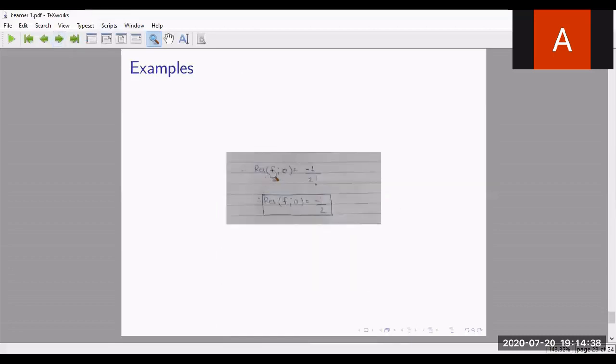So the residue of f at 0 will be the 2 times derivative of g at that point divided by 2 factorial, because 3 minus 1 is 2. So minus 1 by 2 factorial, it is minus 1 by 2.